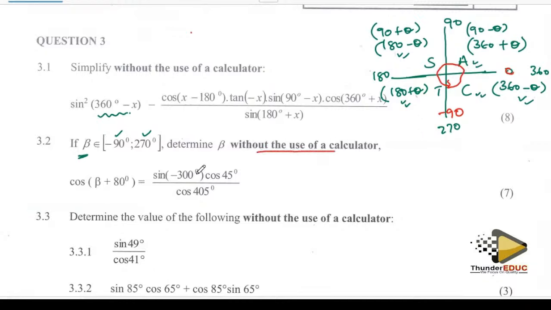So without a calculator, they want us to simplify this. Okay, so still we're going to apply our reductions, because this is a 45, this is a 405, a 300, and so on. But in this case, we might need to use what we call the special angles. Okay. So I'm going to expand this, or I'll take out the negative first so that I'm just remaining with the sine 300. Cos 45 is just fine in this format. Then I need to see where I find this.